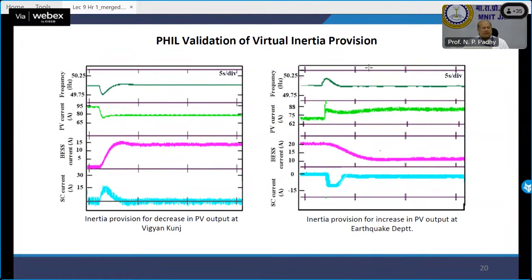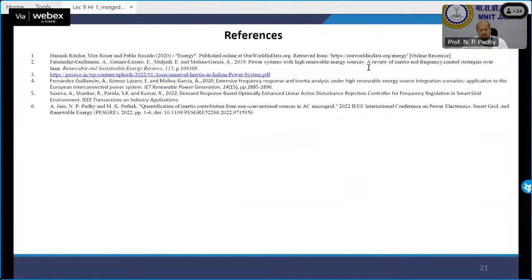We have also validated PHIL for this virtual inertia concept. So it's a real-time story. Then you could see the last one, the sixth one, which talks about Apurti Jain, myself, and Professor Pathak. A wonderful article which talks about quantification of inertia contribution from non-conventional sources in AC microgrid. She is currently with GE, and a couple of transactions have come afterwards. You can look into the inertial concepts. So you can refer to A. Jain, Apurti Jain, probably you'll get good references on this topic.